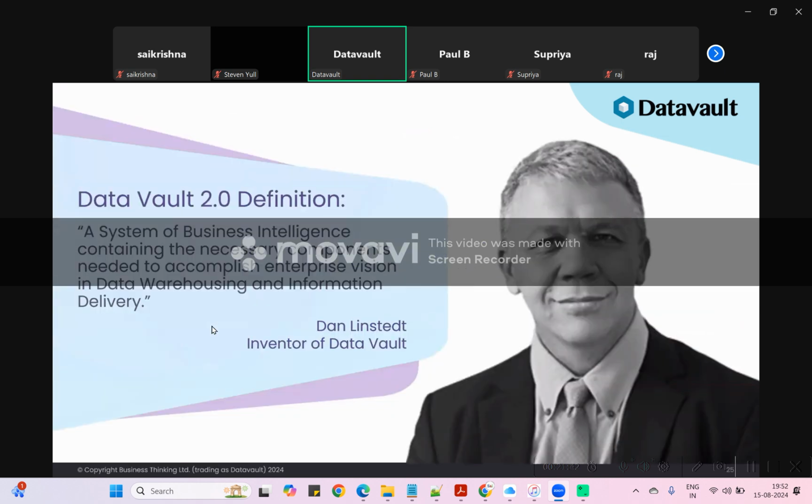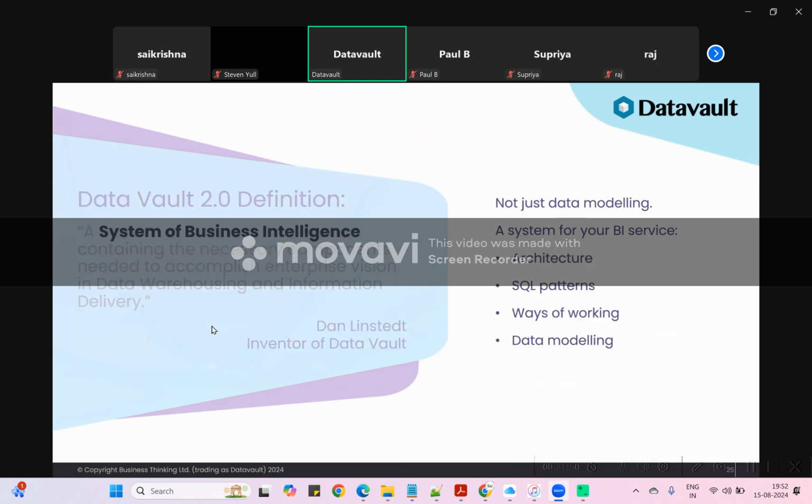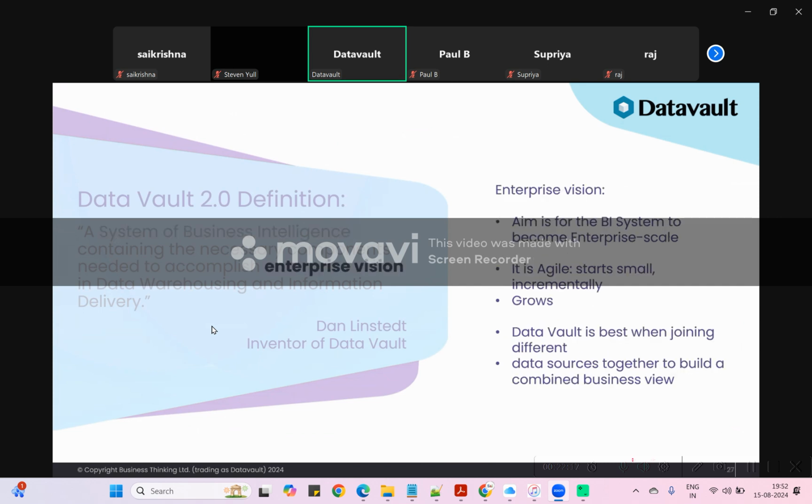Datavault was invented by Dan Linstedt. This is his definition here. I want to pick out a couple of words from here. So he talks about it being a system of business intelligence. So a system is not just data modeling. When you first see Datavault 2, you get an idea of these hubs, links, and satellites, but it's more than that. It's an architecture. It provides you with SQL patterns for data load. It gives you information about ways of working and data modeling on top of that. So it's a system.